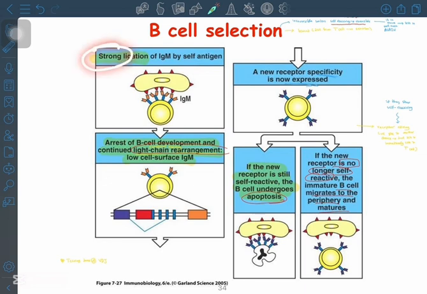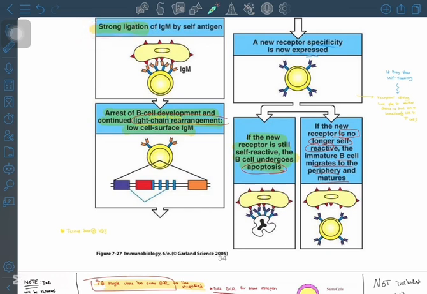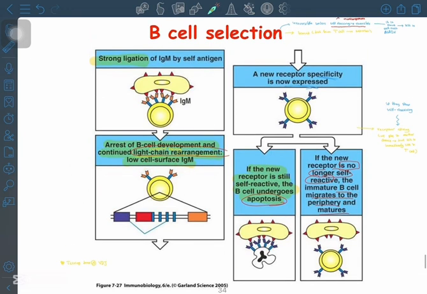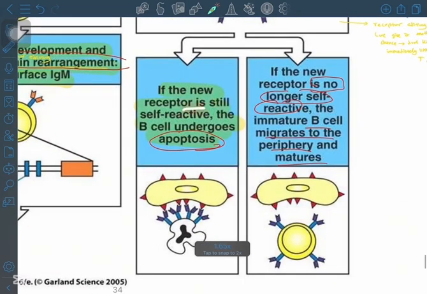If there's strong binding, we are going to arrest this B cell's development. And we're going to tell it, please rearrange yourself. Rearrange the light chain specifically, so it's related to VJ, so receptor editing. So low cell surface IgM. A new receptor specificity is now expressed. And if the new receptor is still self-reactive, then we don't give it a chance and the B cell undergoes apoptosis. If the new receptor is no longer self-reactive, the immature B cell migrates to the periphery and matures.